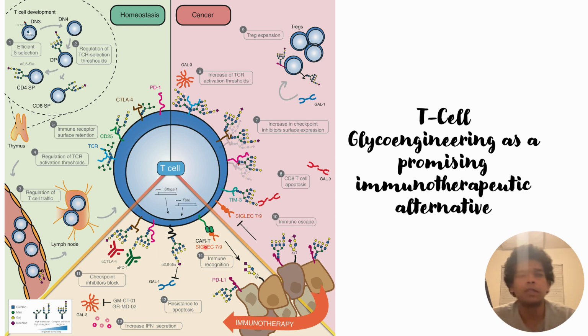So these are some of the immunotherapy possibilities that can be used, or these immunotherapies are related to glycoengineering, that is, to engineer the glycans that are expressed on the T cells to target the tumor cells. If you need to understand more about this T cell glycoengineering, which can be used as another alternative immunotherapeutic strategy to target cancer, you can go through the reference that has been provided in the description.